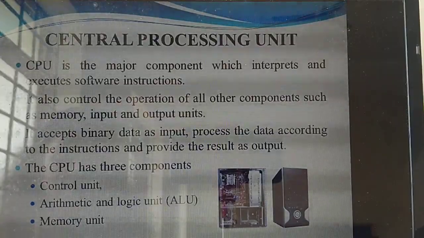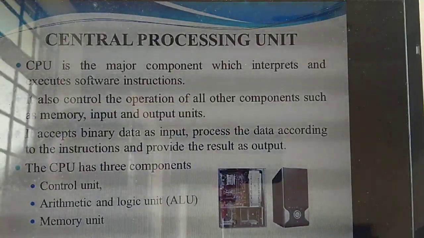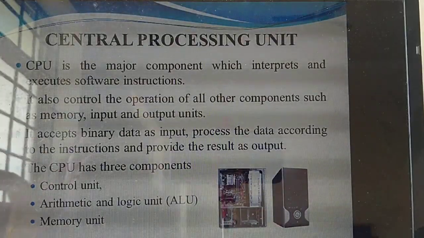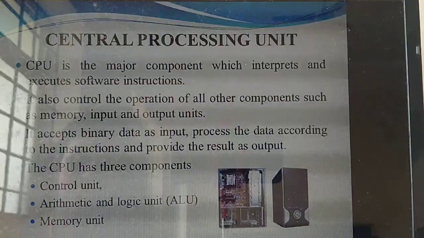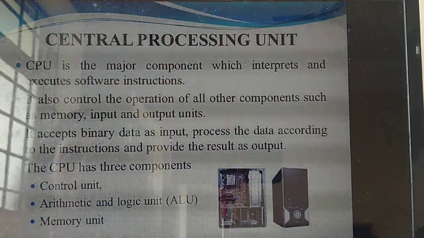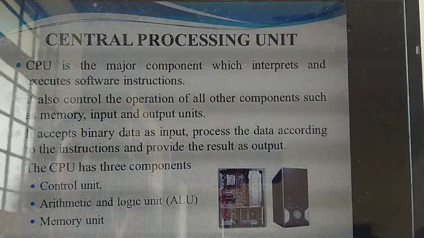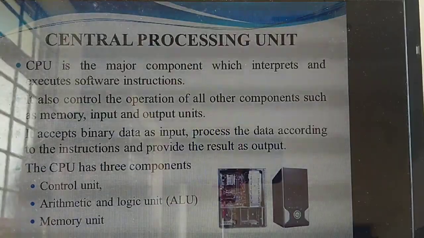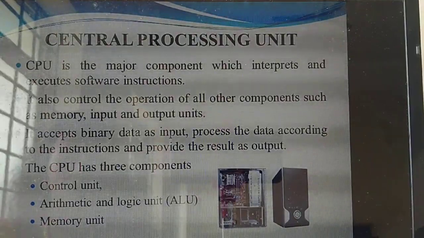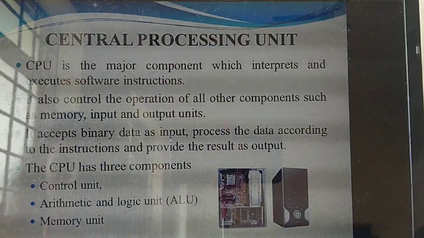Inside the CPU you need to execute software instructions. All the instructions you are given, where are they executed? In the CPU. Understand? So all the operations are controlled. Input, output, memory unit. All the operations are controlled inside where? The CPU. What's the first point? It is the major component. It will execute all the software, and all the operations are controlled: memory unit, input unit, control unit, output unit. Everything is controlled inside where?